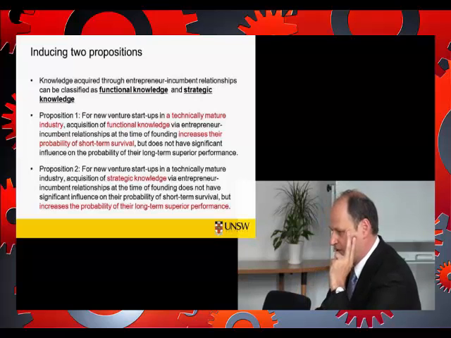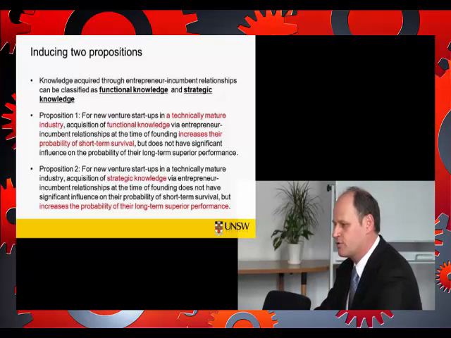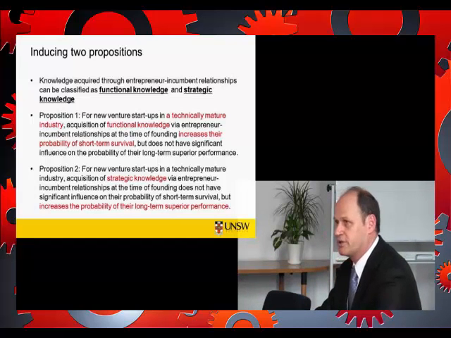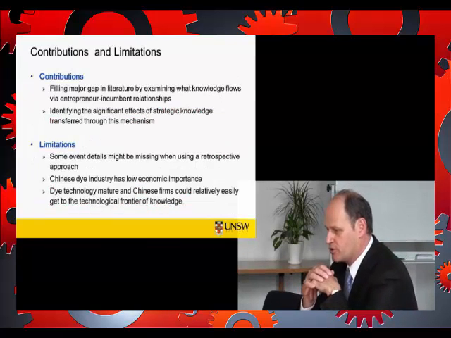Proposition 1: for a new venture startup in a technologically mature industry, acquisition of functional knowledge via the entrepreneur-incumbent relationships at the time of founding increases their probability of short-term survival, but does not have significant influence on the probability of their long-term superior performance. Proposition 2: for new venture startups in a technologically mature industry, acquisition of strategic knowledge via the entrepreneur-incumbent relationship at the time of founding does not have significant influence on their probability of short-term survival. So the strategic knowledge actually is not that important in the beginning, but becomes very, very important in the long-term survival.